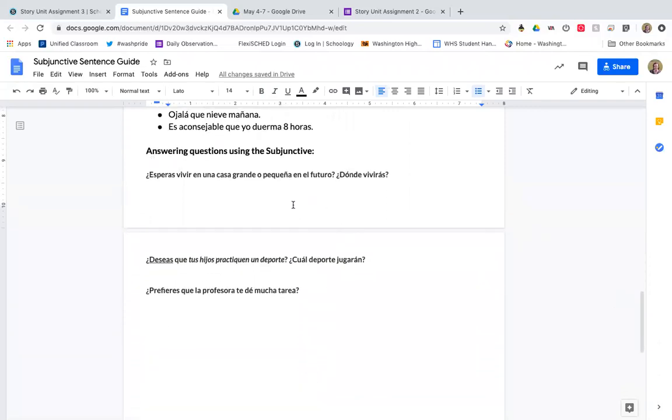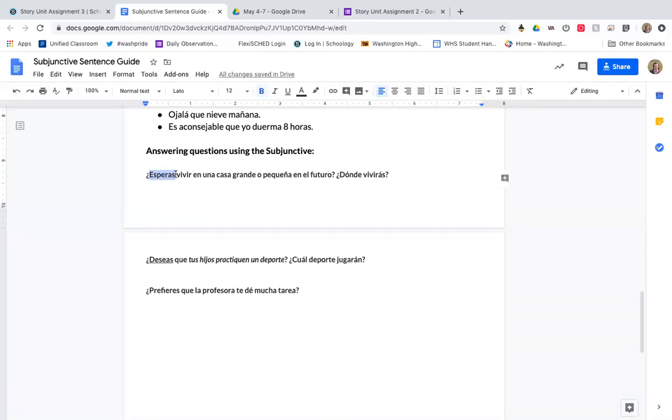Now I want to talk about how you would write sentences using the subjunctive. So the first thing I would do is I would read the question. The first question says, "¿Esperas vivir en una casa grande o pequeña en el futuro? ¿Dónde vivirás?" This question is asking, do you wish to live in a big house or a little house in the future? Where will you live? Let's first look at the tenses used in the question.